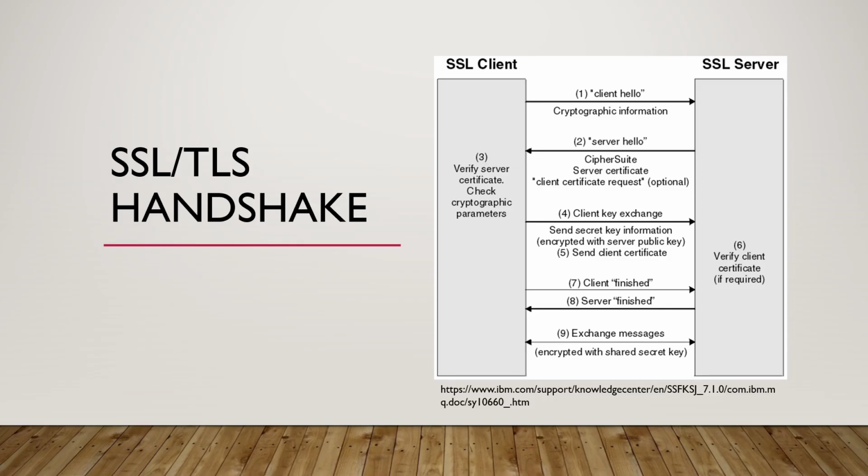At the beginning, the client sends a client hello message which contains cryptographic information and hashing and other related information that the client application supports. From the server side, the server responds with a server hello message which contains the selected cipher suite and also a server certificate sent back to the client. The client will verify that certificate and check the cryptographic parameters.